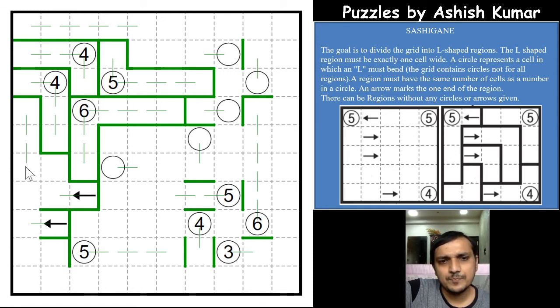Okay, this cell cannot go towards the right to form an L shape, because then this region won't form an L. So it has to go straight, which makes this cell extend towards this arrow to form a region, and this cell extend this to form an L shape region.